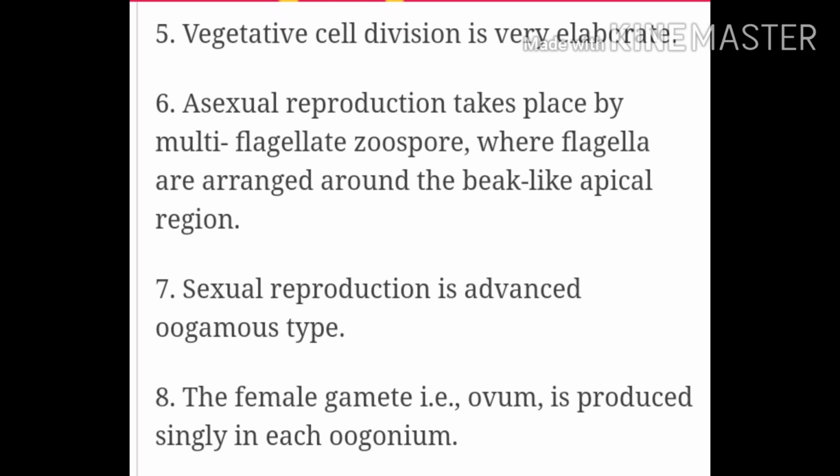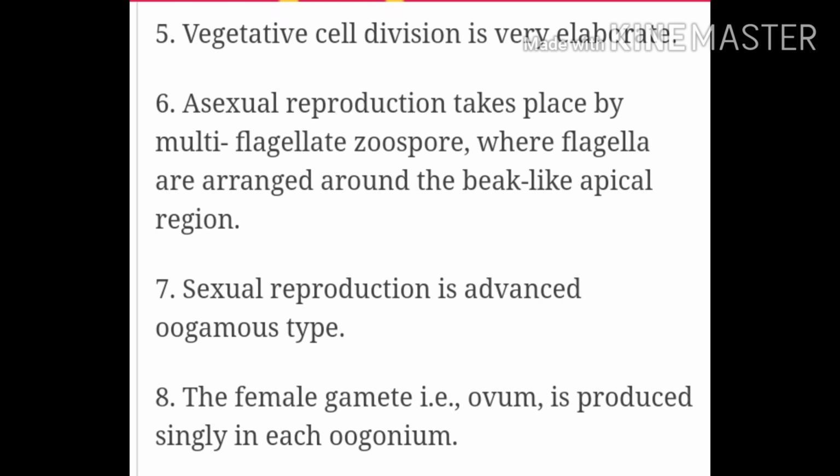Okay, and asexual reproduction takes place by multiflagellate zoospore, where flagella are arranged around the beak-like apical region. Sexual reproduction is advanced and oogamous type. What do you mean by oogamous type of sexual reproduction? It is an advanced type of sexual reproduction in which both male and female gametes are functionally and structurally distinct, that is, morphologically and physiologically distinct.